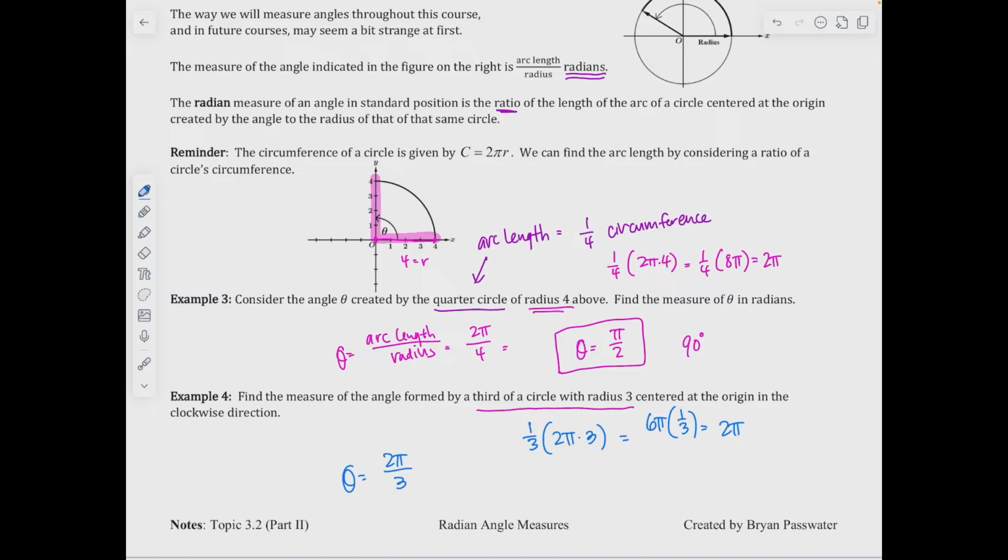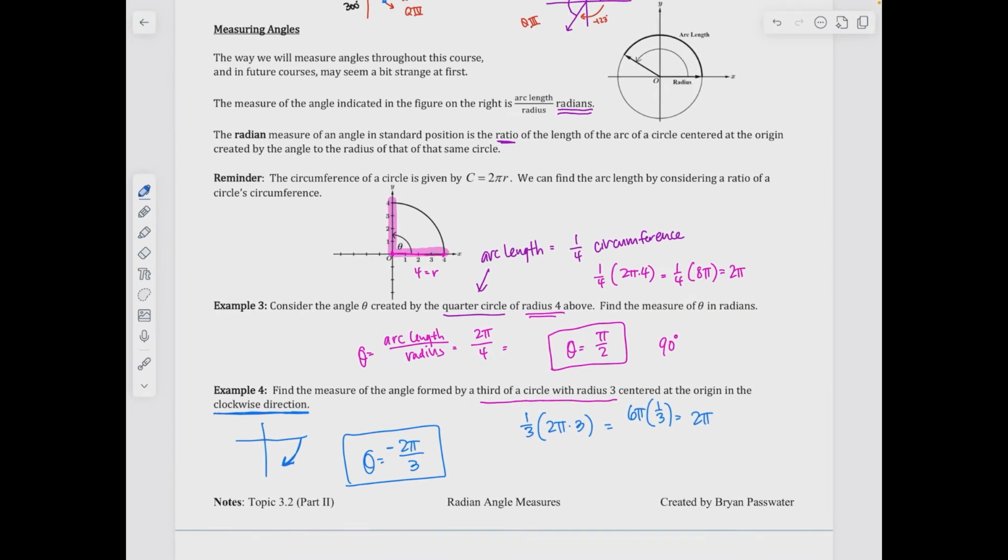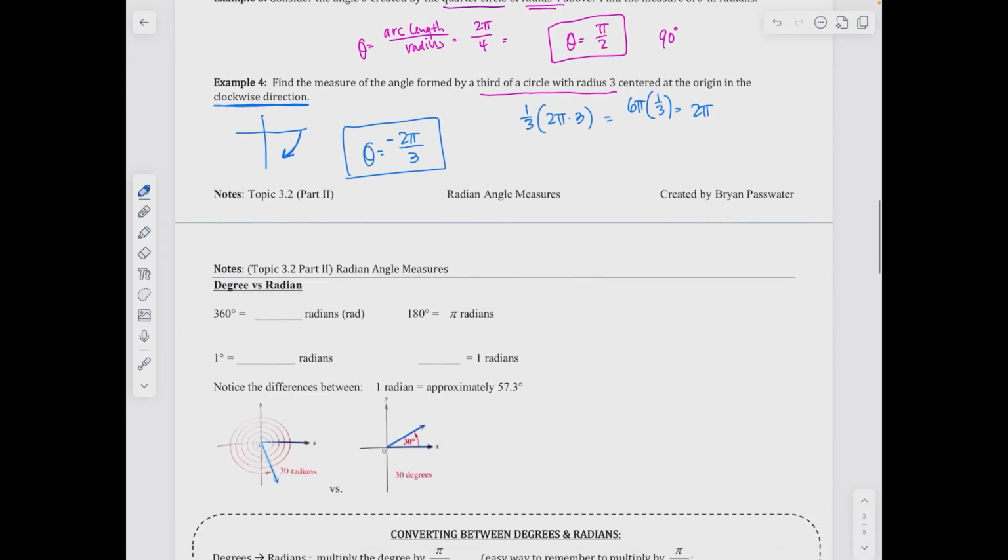Oh, and it says also in a clockwise direction. So because it's in a clockwise direction, it's going to be going this way. So what that means is it cannot be positive in this case. So this one, it's going to be negative. So theta is going to be negative 2 pi over 3. Okay, so that would be my answer to example number 4.